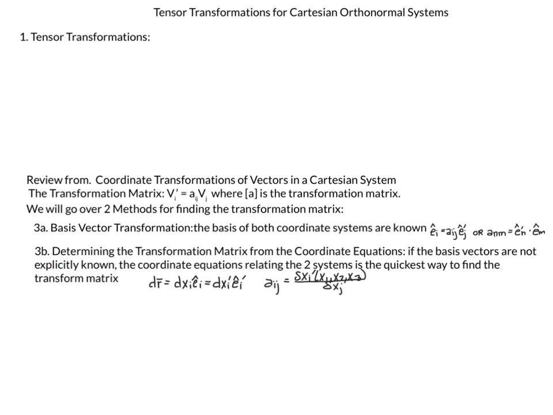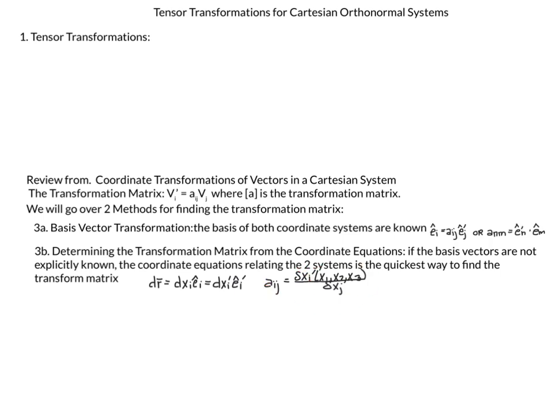There was a second method of determining this matrix, and that was if we didn't have the basis vectors for the primed and unprimed systems, we might have coordinate equations relating the two systems. So in other words, here we have the x sub i coordinate in the unprimed system, and it'll be equal to some formula of x sub i in the primed system. And this is how we got each of our components, A sub ij.